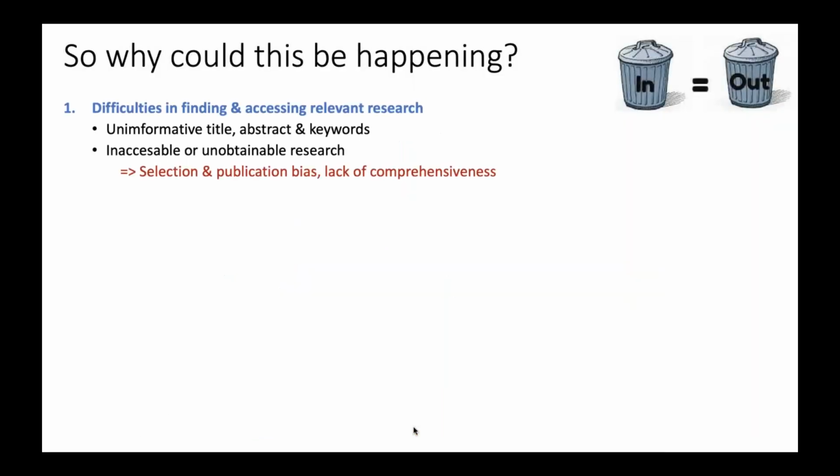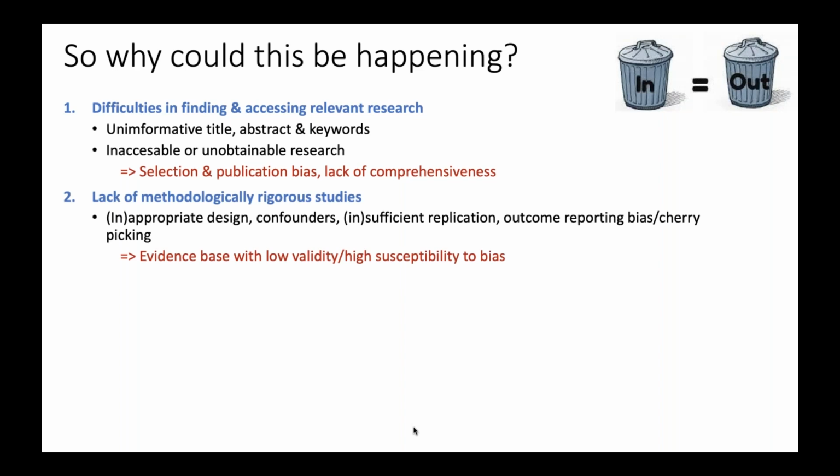Okay, so why do we have this link broken? For systematic evidence synthesizers, there are often difficulties in finding and accessing relevant research. And this produces a selection and publication bias and affects the comprehensiveness of the review. Primary studies are often lacking methodological rigor, for many different reasons, and then we end up with an evidence base that has a low validity or high susceptibility to bias.